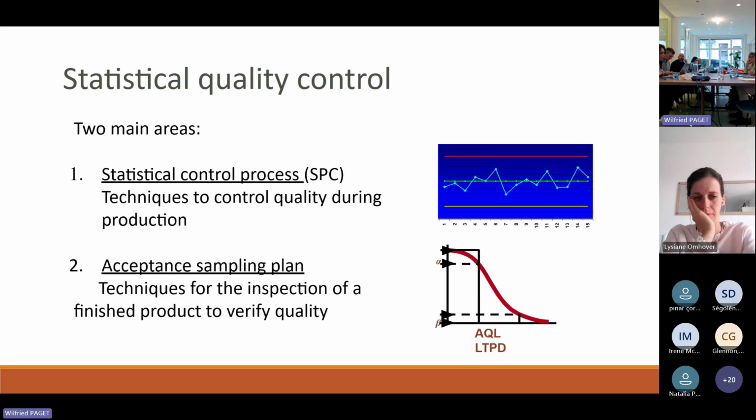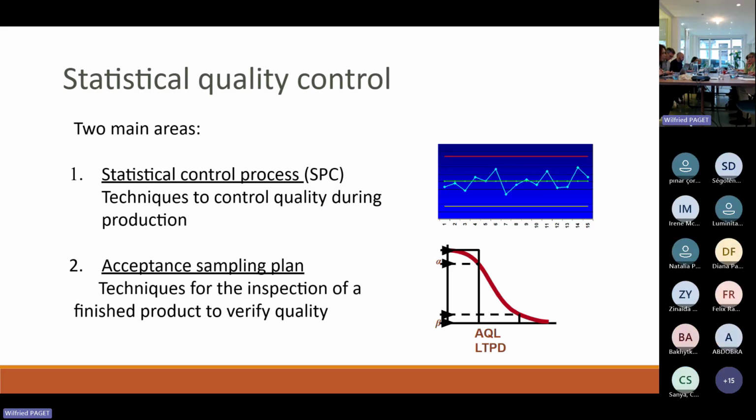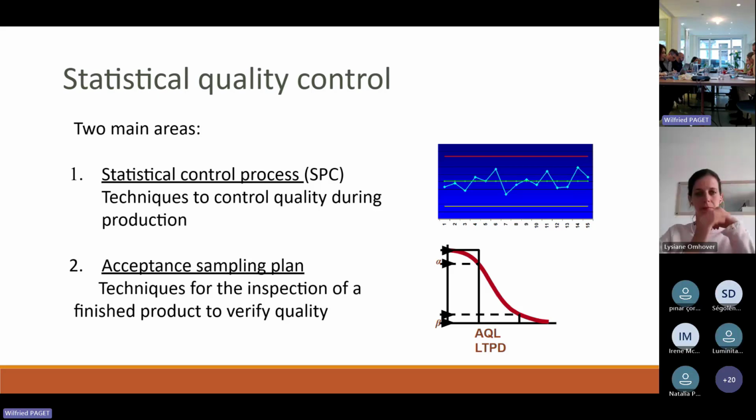Okay, so now with these terms, we are going to move to statistical quality control. Statistical quality control is a subdiscipline of statistics, and there are two main areas studied in it. The first is statistical control process, or I think there is a mistake. It should be statistical process control. That is the right term. These are techniques to control the quality during production.